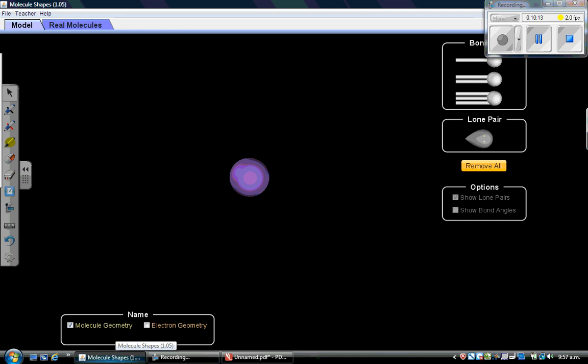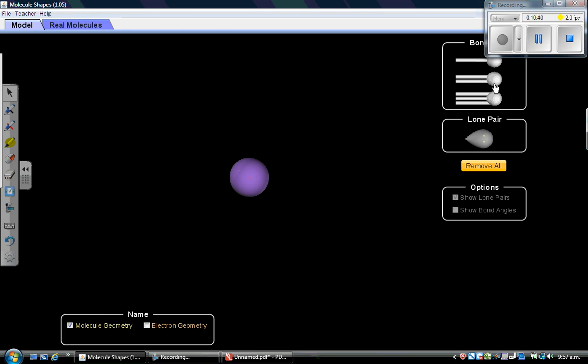Now, I have this simulator open here. This is from Colorado University, and it's called PhET. They do many different simulations for aiding student learning of scientific concepts. If you just Google molecular shapes, you will come up with this particular piece of software, and you can download it and run it yourselves on your computer. I just want to go through this and show you how useful it is.